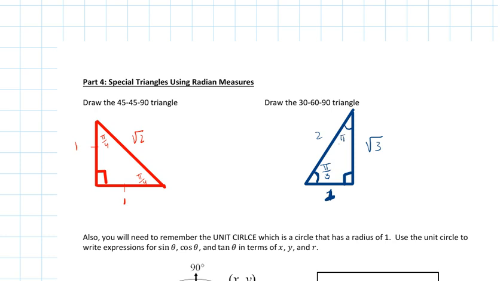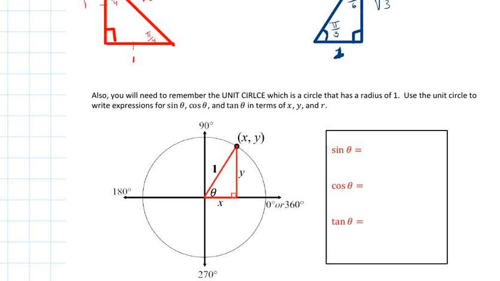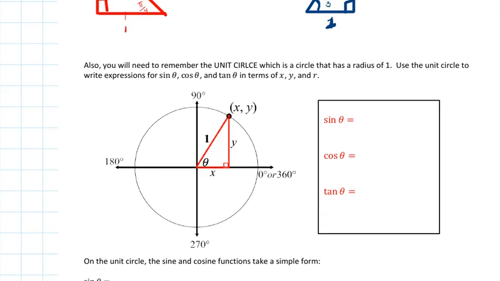Okay, also we need to remember the unit circle, which is a circle that has a radius of 1. Use the unit circle to write expressions of sine, cosine, tan in terms of x, y, and r. So remember that for angle theta, right? So if this is your angle theta here, y is the opposite, x is the adjacent, and then this is the hypotenuse. So 1 is the hypotenuse. So with respect to sine theta is opposite over hypotenuse, which in this case is y over r, and then since r is 1, it's going to be y. So sine theta is y.